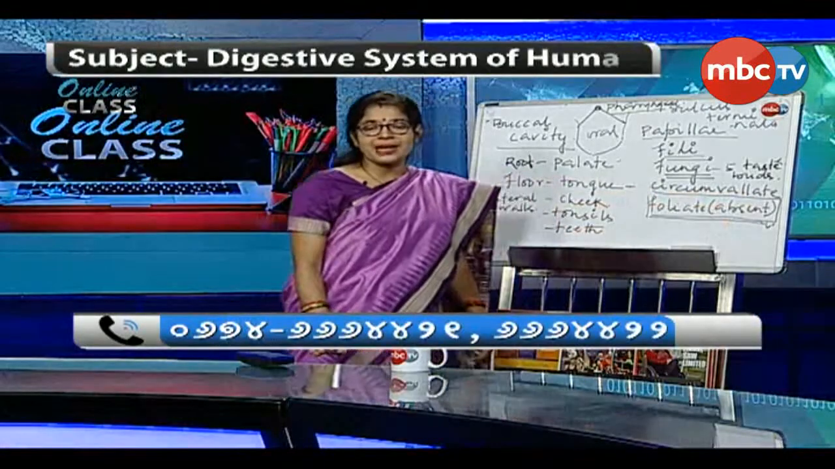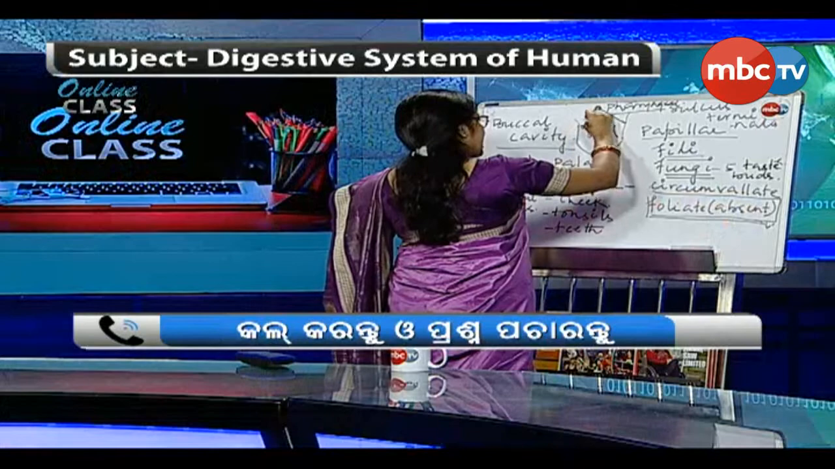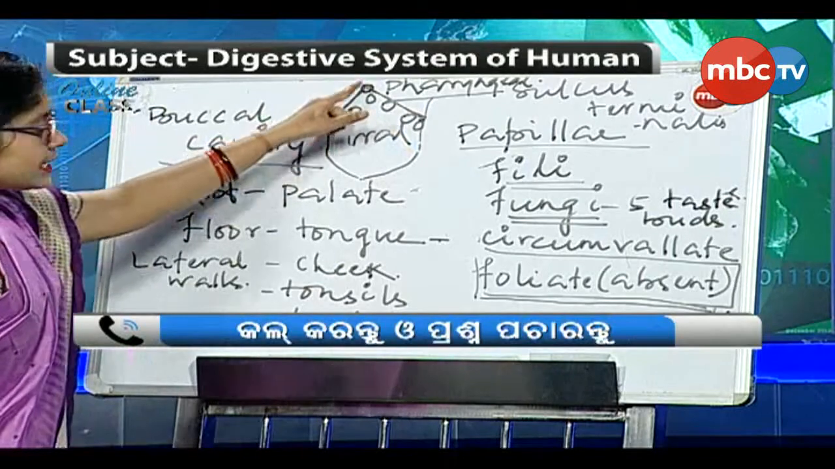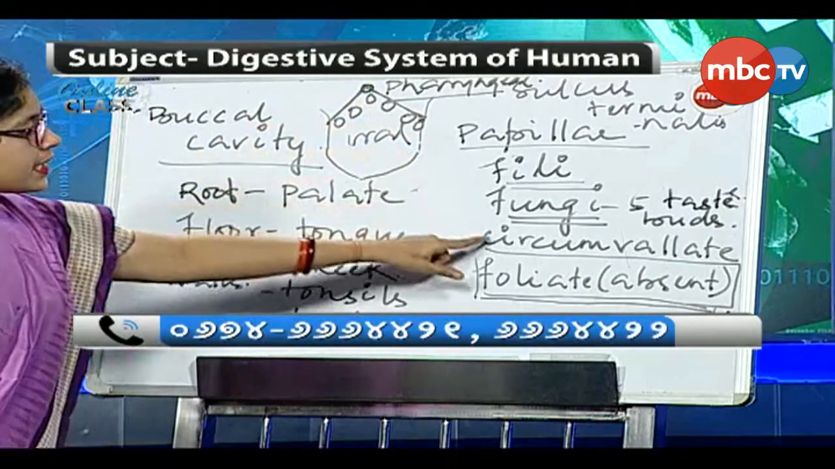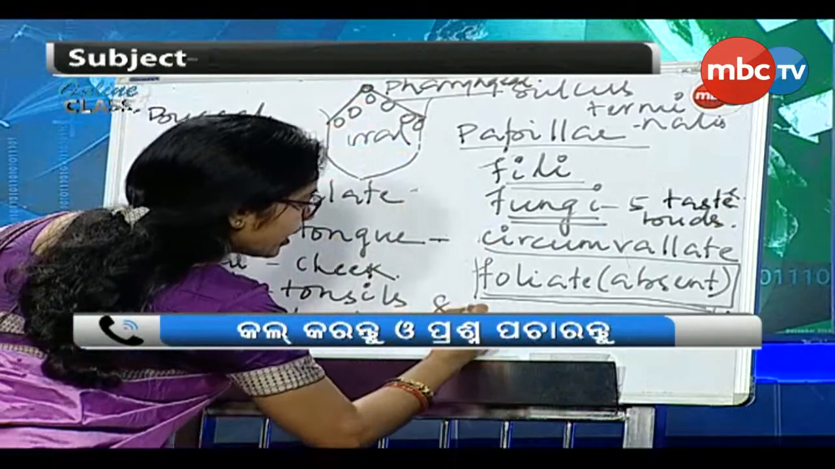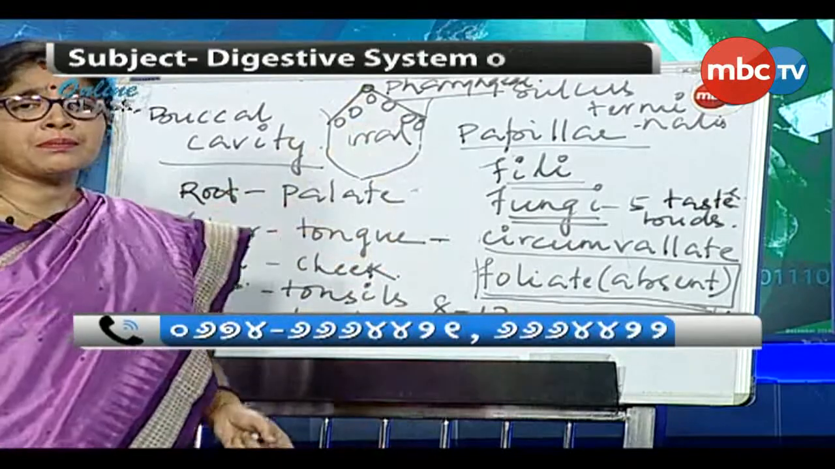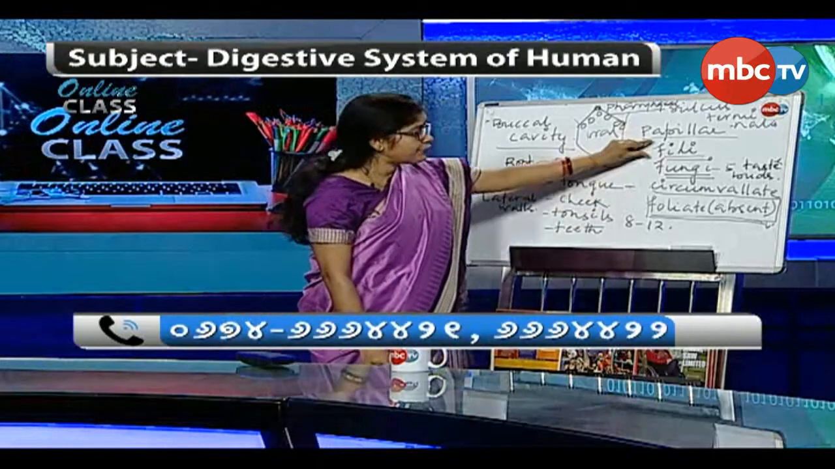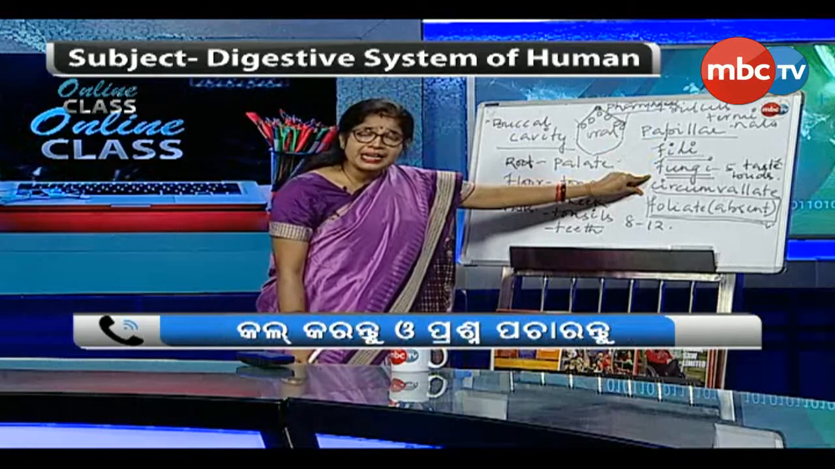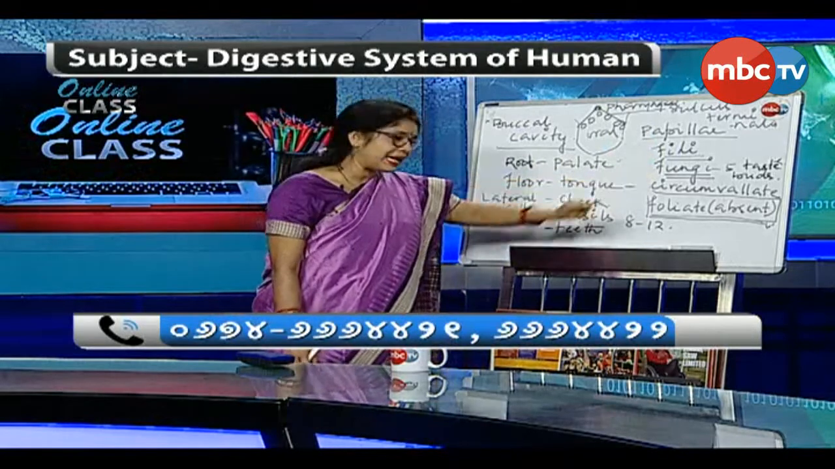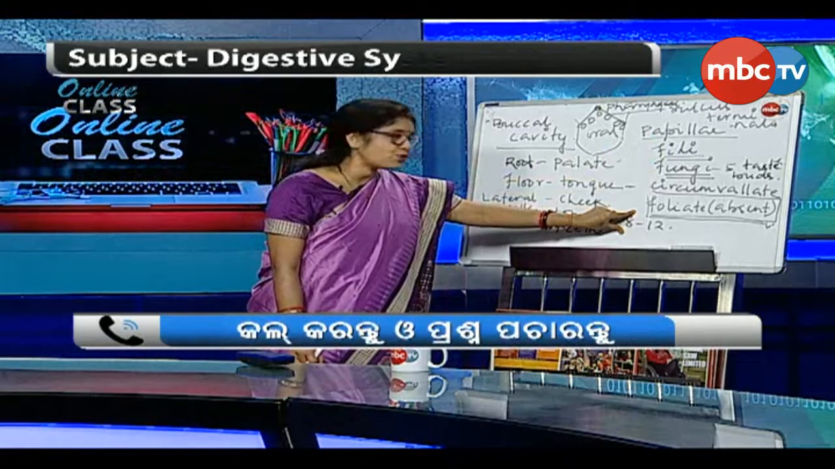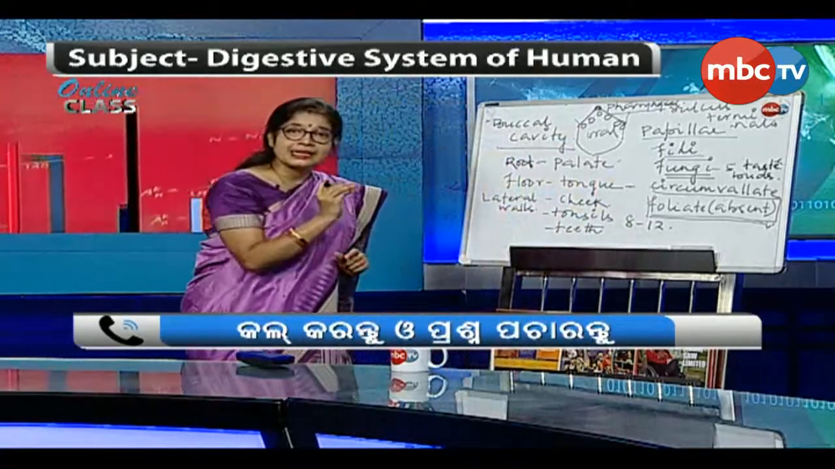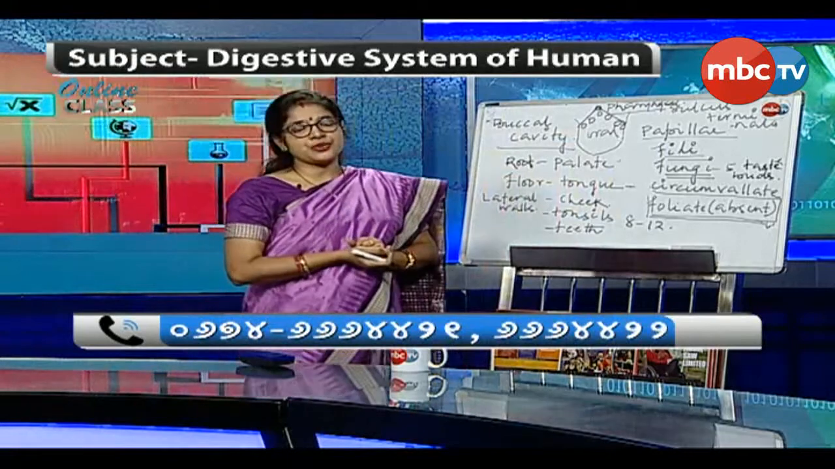Then the third one is the circumvallate type. The circumvallate papillae are rounded in structure and are present near the sulcus terminalis, that is the V-shaped structure. Their number may vary between 8 to 12, and these are with a number of taste buds. Out of the 3 types of papillae present in humans, the filiform is the smallest one and the circumvallate is the largest one. Within each circumvallate papilla, approximately 100 taste buds are present.